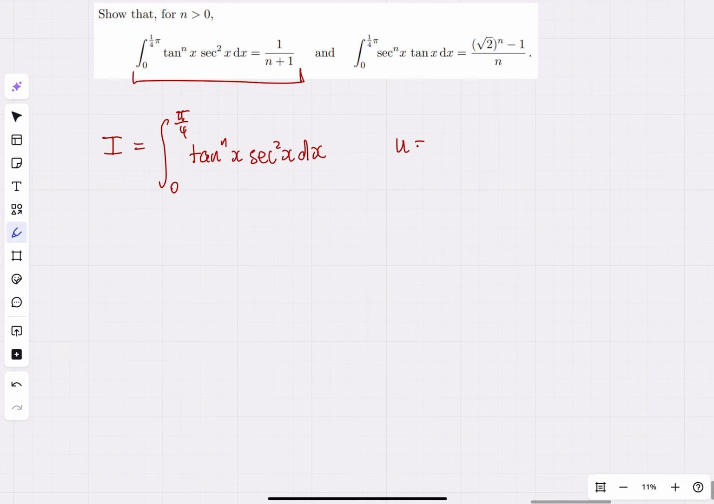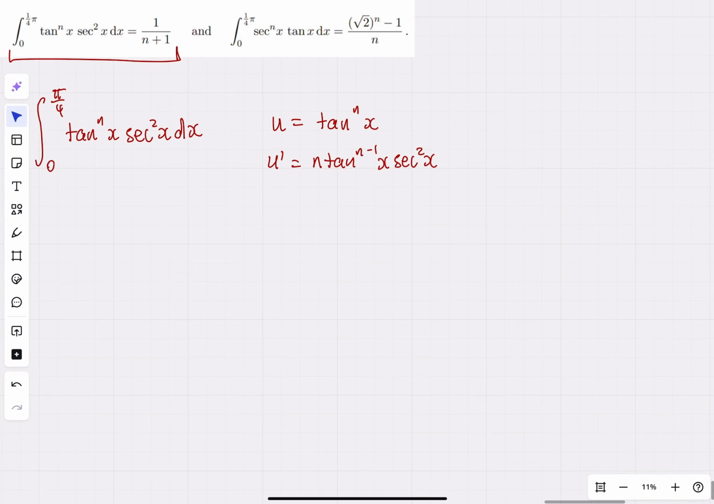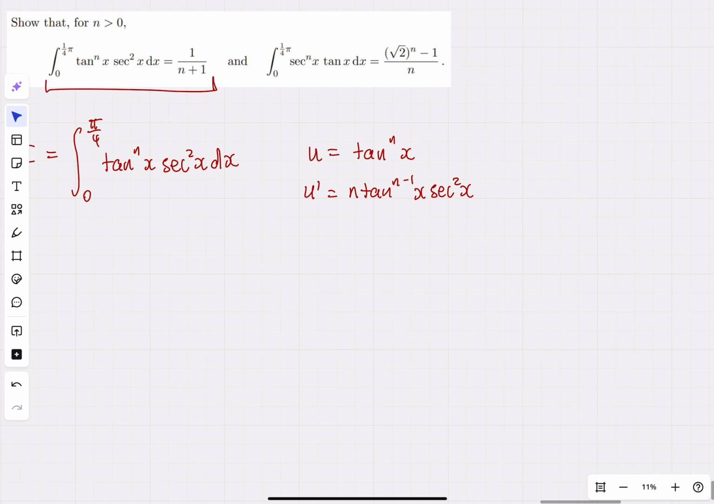If I let u equal tan to the n x, that means u dash is equal to n tan to the n minus 1 x sec squared x by the chain rule. And v dash equal to sec squared x. So I'm going to do integration by parts here, and my v is tan x.